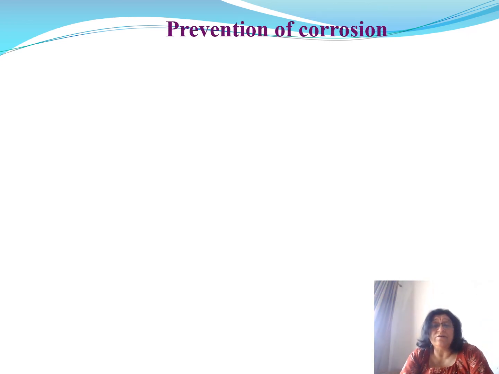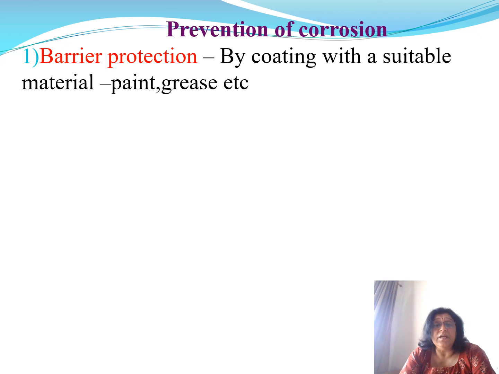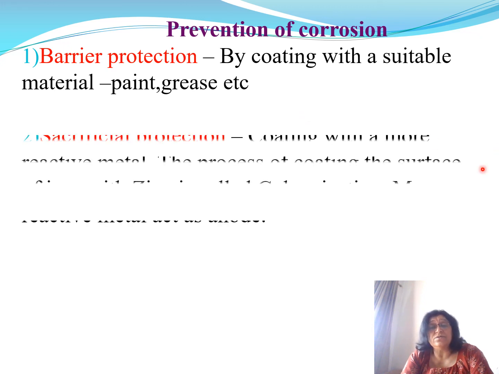Now how to prevent corrosion? Corrosion can be prevented by barrier protection. Barrier protection is that you apply a coating of the material so that there is no contact between the iron and the air. So that prevents the corrosion.